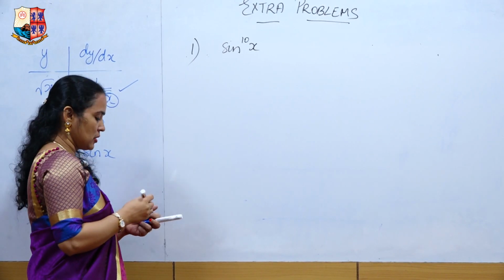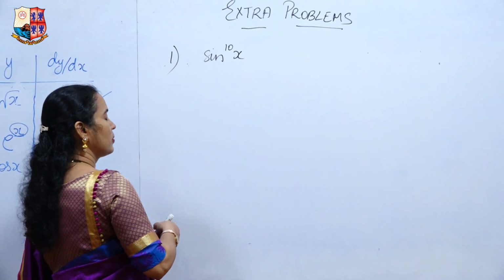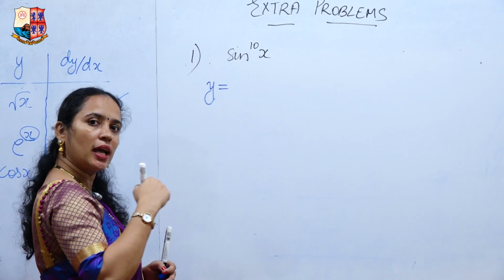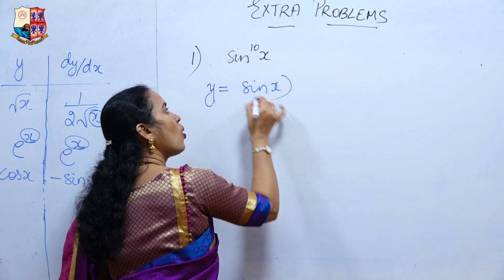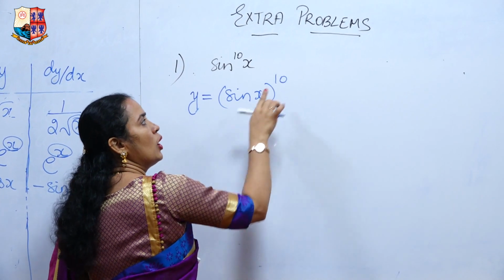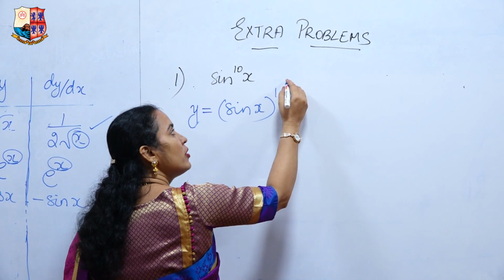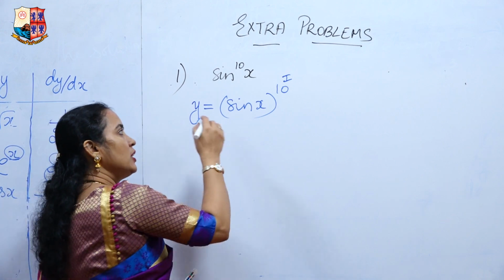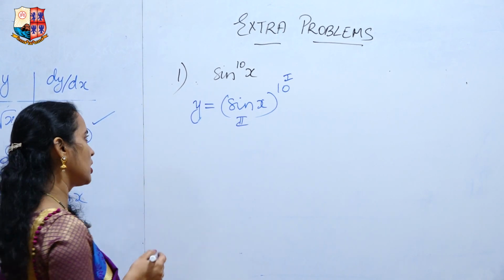Few more problems. Sin to the power 10x. If you have, what do you mean by this? Y is equal to sin to the power 10x means it is sin x the whole power 10. So the outermost you have the power. So power will be your first function of chain rule. Then you have sin x, which will be the second function of the chain rule.